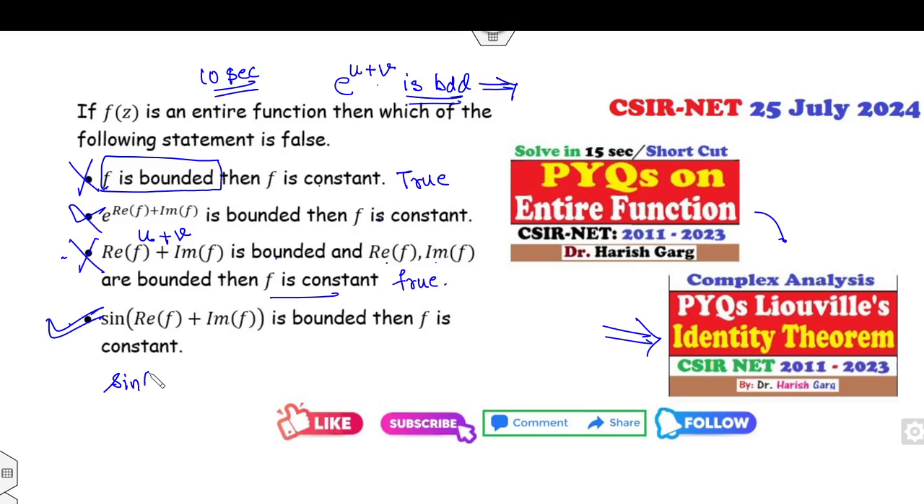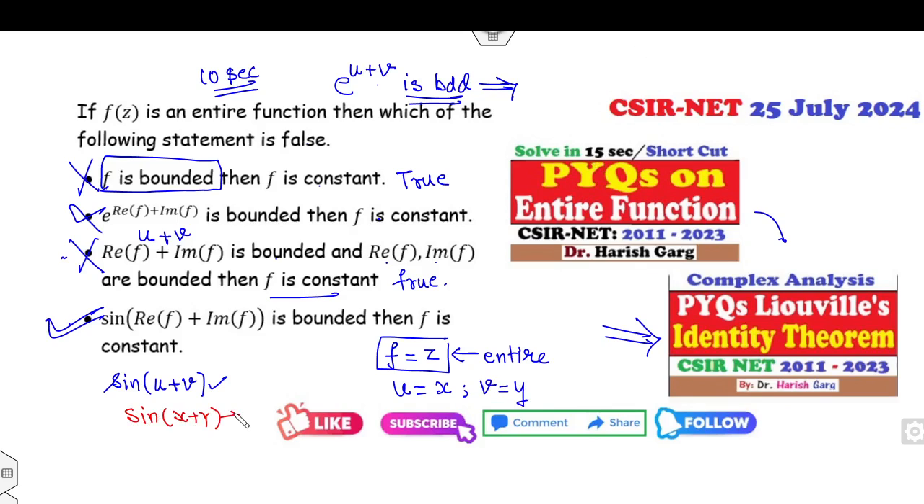How? You can see it's sine of u plus v. This is bounded. Since every sine is a bounded function, then f is a constant. That's the wrong claim. If I simply take f as z, clearly this is my entire function. Fine. What is my u? u is x. What is my v? v is y. So what is the value of this? It's sine of x plus y, which is a bounded function. Once this is a bounded function, is f a constant? f is not a constant function. So that means D is my wrong option of this category.